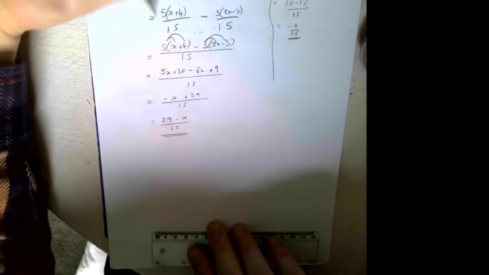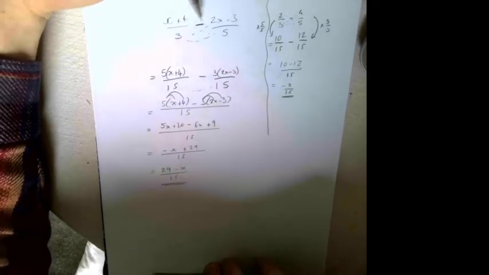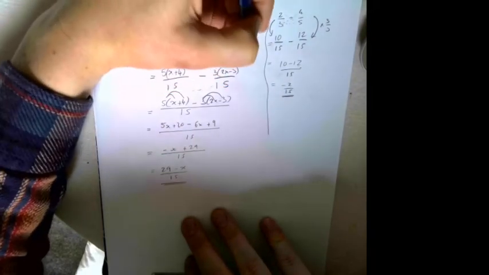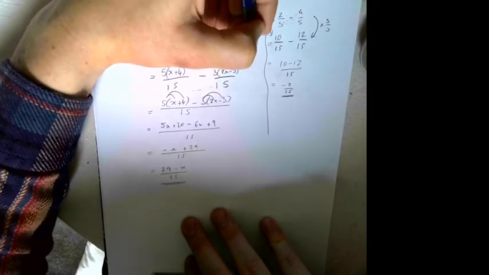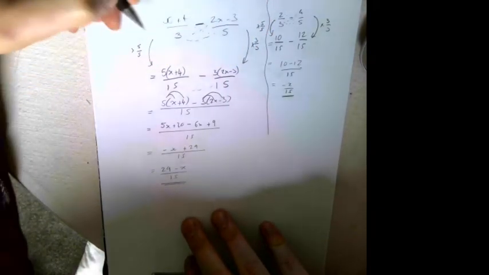So just like here, we had our 3 times 5 to get our 15, then we had our 5 times x plus 4, and we got our 5 lots of x plus 4, and our 3 times 2x minus 3, and we got our 3 lots of 2x minus 3. So just like before, we could also think of this as multiplying this fraction by 1 in the form of 3 over 3, and this fraction by 1 in the form of 5 over 5.